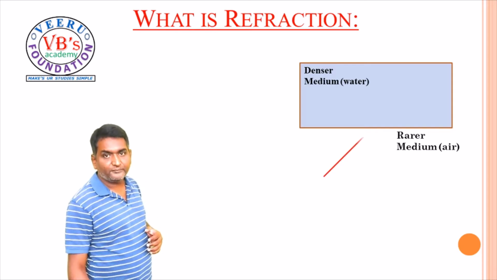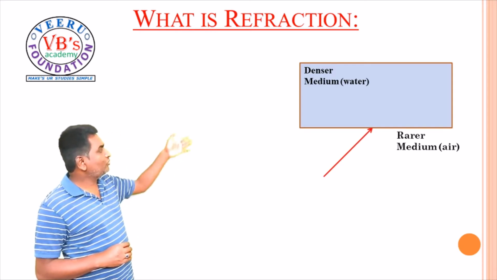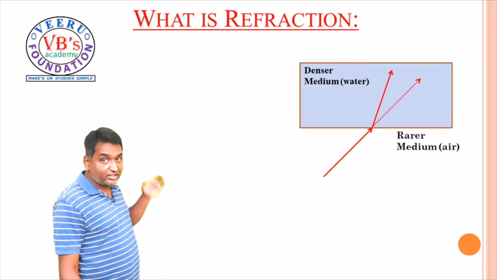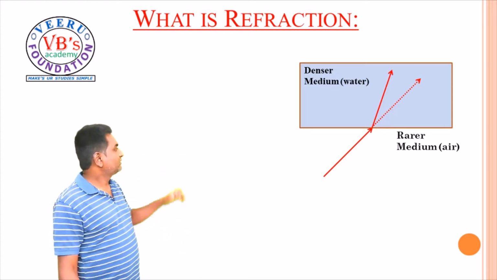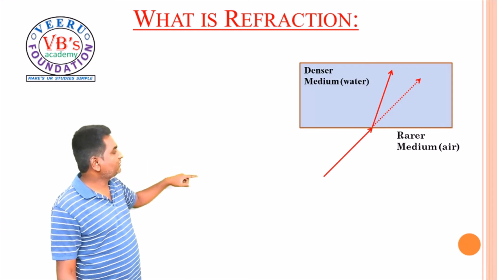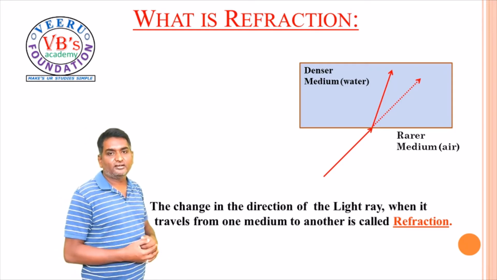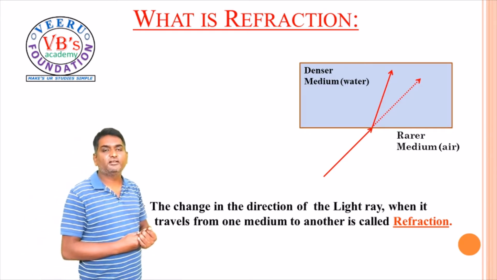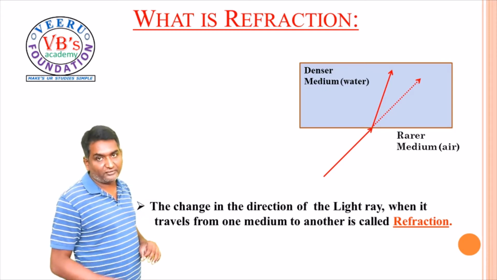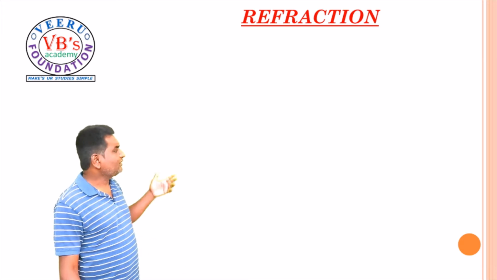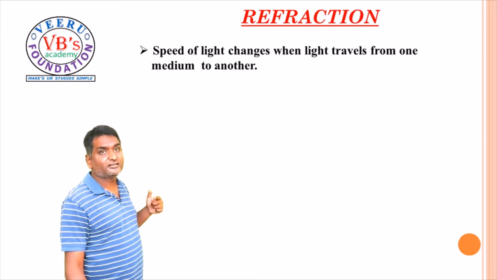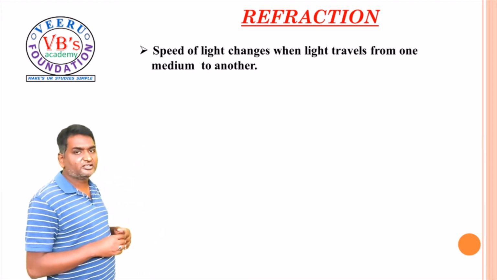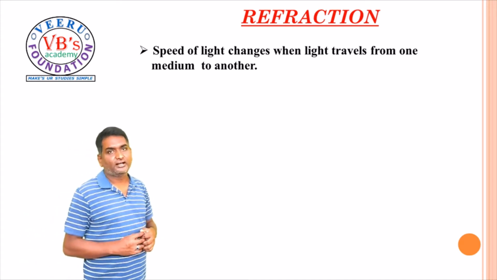When a light ray passes from the air medium to the water medium, instead of passing in a straight line, it changes its direction, meaning it bends. So the bending of light when the light ray passes from one medium to another medium is called refraction. Or the change in the direction of a light ray when it travels from one medium to another is called refraction. During refraction, the light ray bends. Why does it bend? It is because of the change in the speed of light. The speed of light changes when light travels from one medium to another.